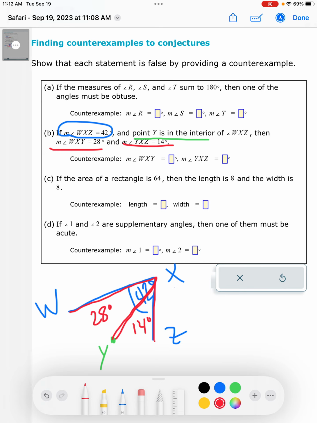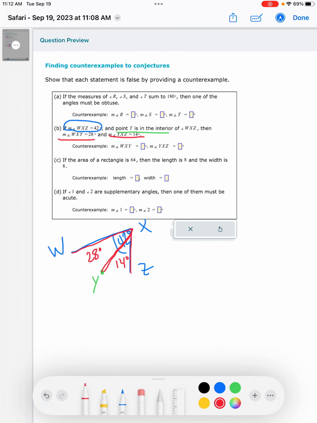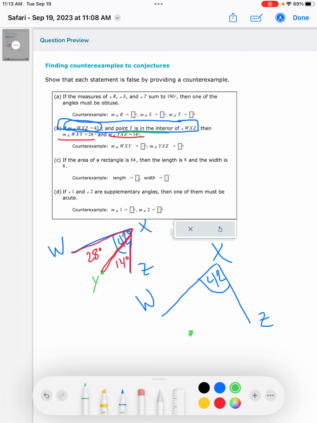Okay? So let's try it ourselves and say, well, let me just try to draw my own example and see if I agree that I get the same thing. So again, I have to only follow the beginning. So I'm just going to draw WXZ and make it 42 degrees big and put the point Y inside of it. Okay? That's what their if statement says. So I'm going to have some angle. It's going to be WX, then Z. I'm going to remind myself that it's 42 degrees. And then I'm going to put the Y somewhere in between all of that and put it over there.